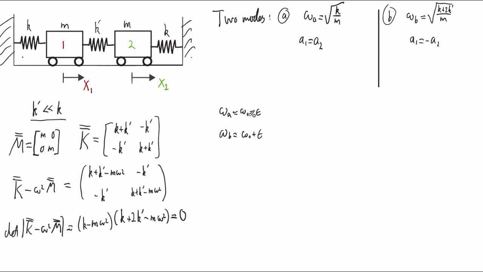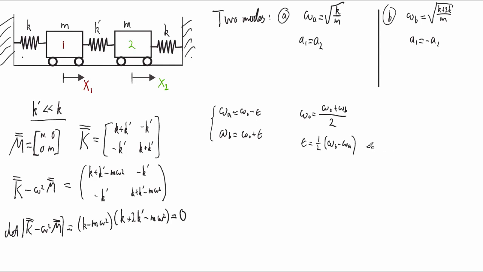So the new things I'm introducing here are omega naught and epsilon. Omega naught, if you just look at this equation and solve for omega naught, you can see that is just omega A plus omega B over 2, just the average value of the two eigenfrequencies. And epsilon is just half their difference.